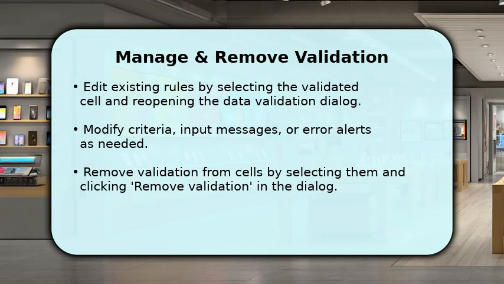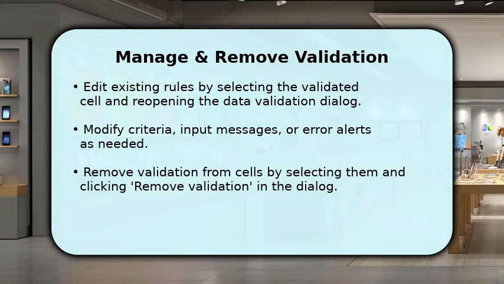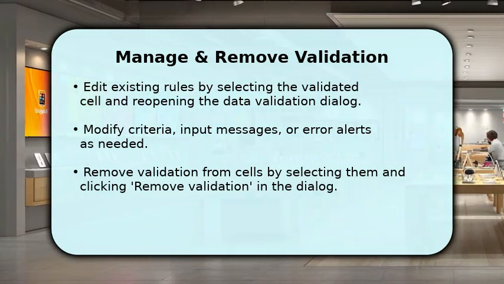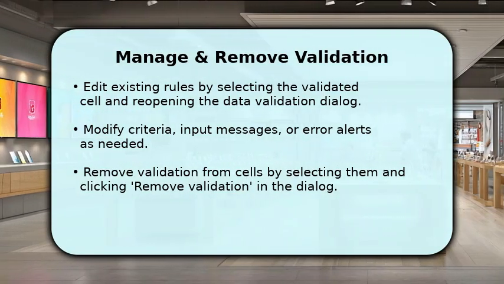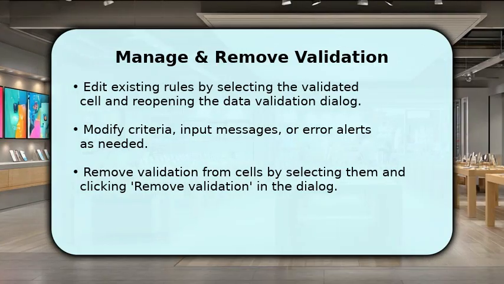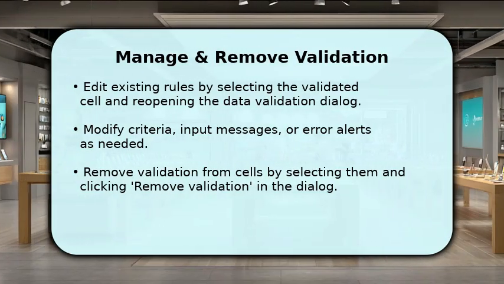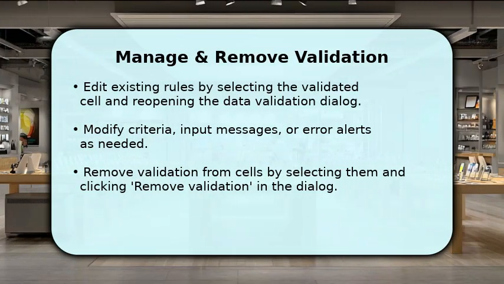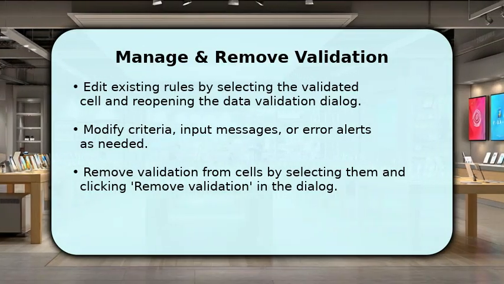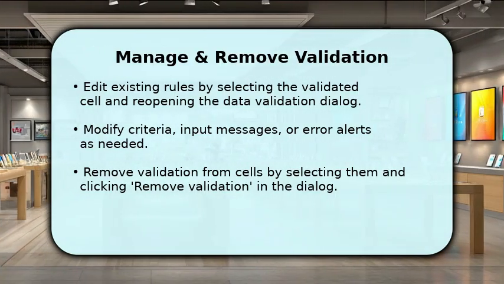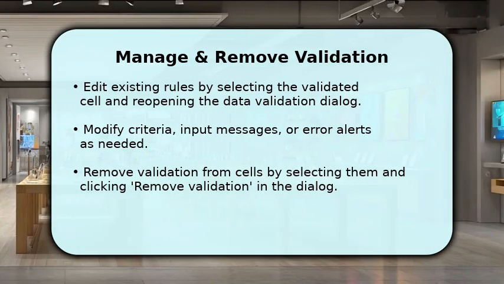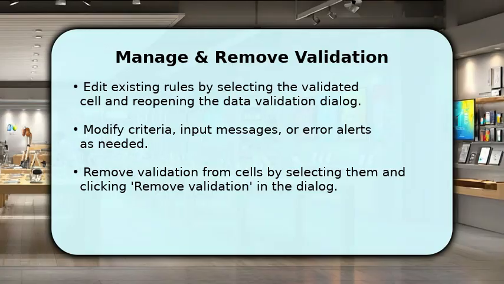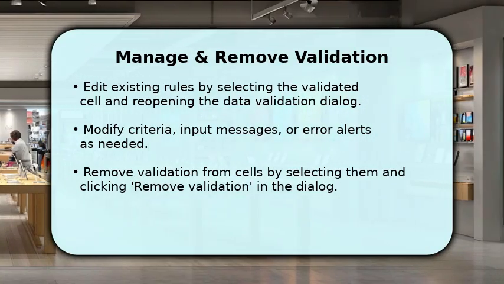Managing your validation rules is straightforward. To edit an existing rule, simply select the validated cell and reopen the data validation dialog. You can modify the criteria, input message, or error alert settings. If you need to remove validation from a cell or range, select the cells and click Remove Validation in the same dialog. Regularly reviewing and updating your rules ensures your sheet remains accurate and efficient, adapting to evolving data needs.